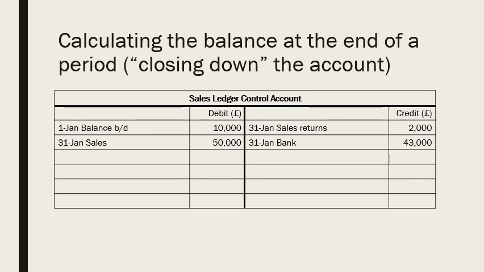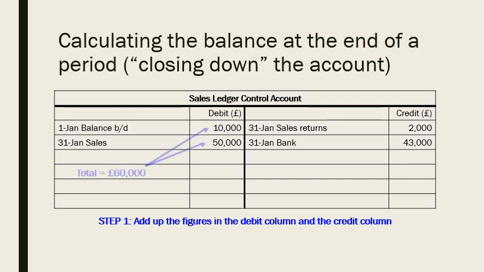We have a sales control account and we've got all of the transactions that have been transferred there from our books of prime entry. So let's see how we calculate the balance at the end of January. The first thing that we do is we add up all of the figures that are recorded in the debit column and in the credit column. So I've got 60,000 recorded in the debit column and 45,000 in the credit column.